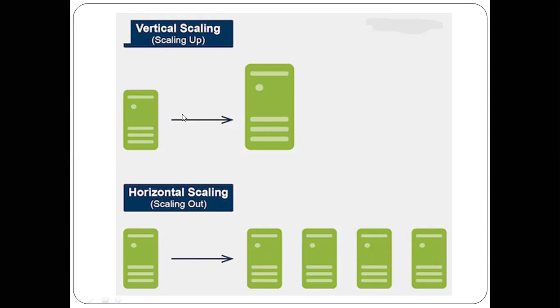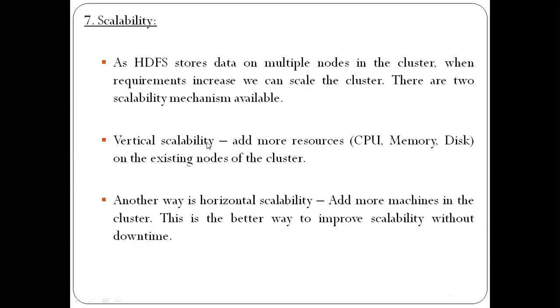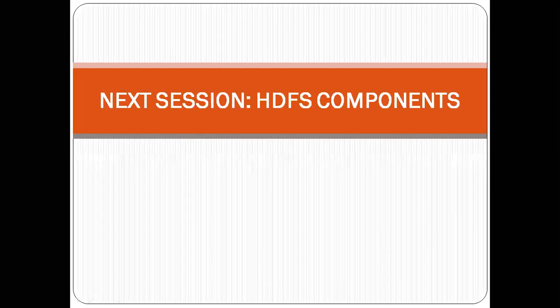Clear here? So vertical scalability in the sense add more resources, either CPU or memory or disk, on the existing nodes itself. But in horizontal scalability, we add more machines to the cluster. Horizontal scalability is the better way to improve scalability without downtime.